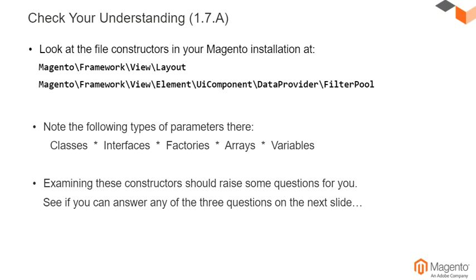Look at the file constructors in your Magento installation at Magento Framework View Layout, Magento Framework View Element, UI Component, Data Provider, Filter Pool. Note the following types of parameters there: classes, interfaces, factories, arrays, variables. Examining these constructors should raise some questions for you. See if you can answer any of the 3 questions on the next slide.